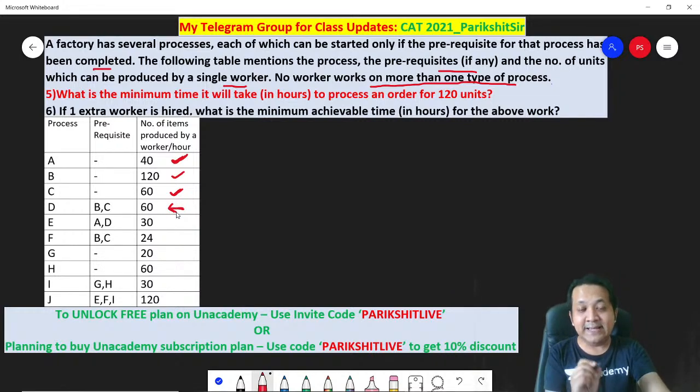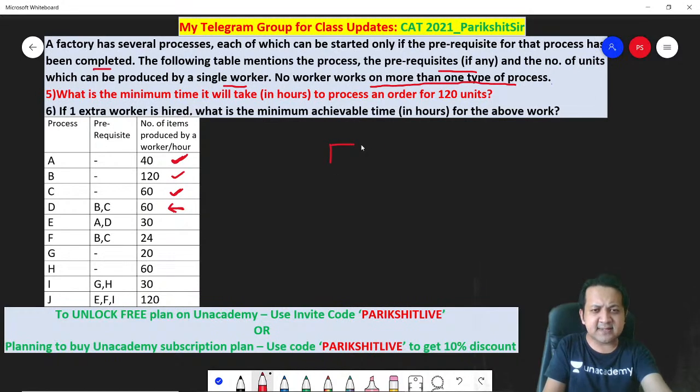But D can only start if B and C are completed. It means if you are visualizing, let's say there is a process D, you know what?